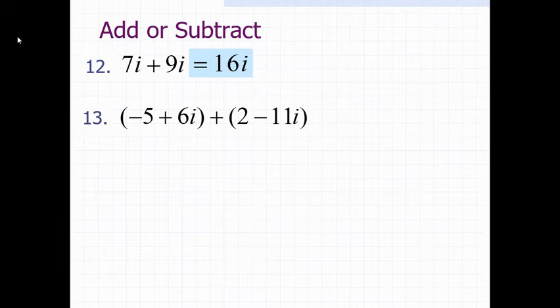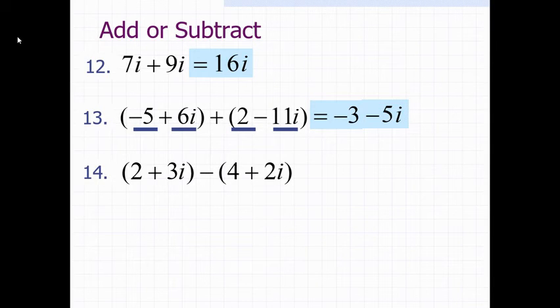We can also combine real and imaginary parts together. What do you think the answer for this is going to be? Okay, we're going to combine the negative 5 with the 2 and get a negative 3. We're then going to combine the 6i and the negative 11i and we'll get a negative 5i.